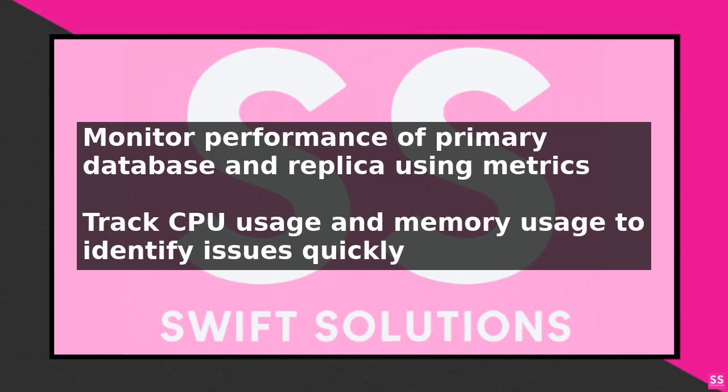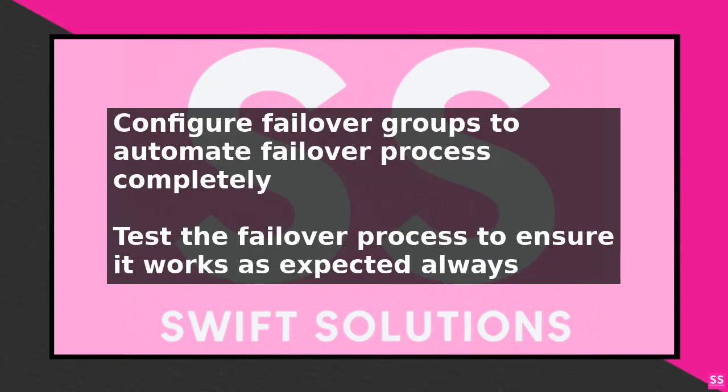Step 4. Test the failover process to ensure it works as expected. You can do this by manually failing over to the replica and verifying that your application can connect to the new primary database. It is essential to test the failover process regularly to ensure that it works correctly and to identify any issues before they become critical.